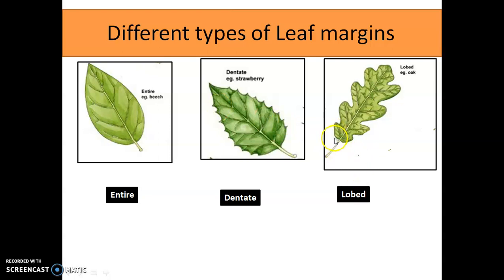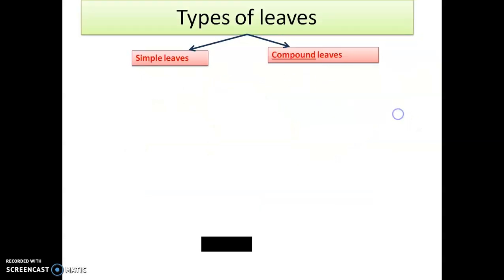Or it could be lobed, like the oak plant, it is lobed. See the structure. Do you see the difference in the margin of these three leaves? Yes, definitely there is a difference. So entire type, then dented, and lobed. These are the different types of leaf margin.